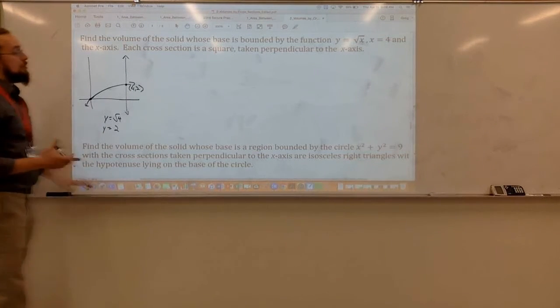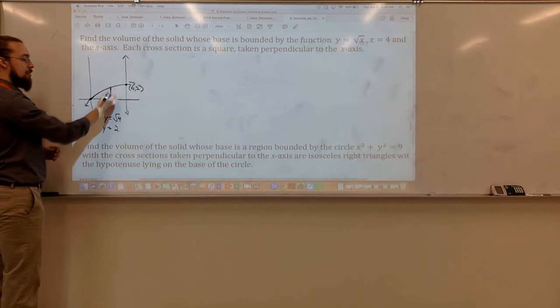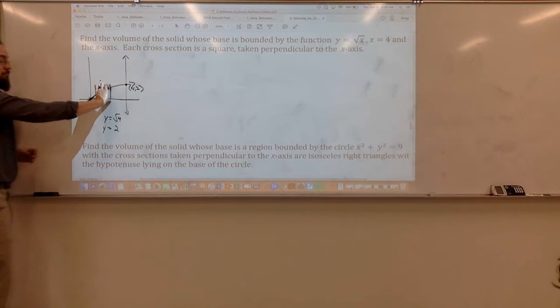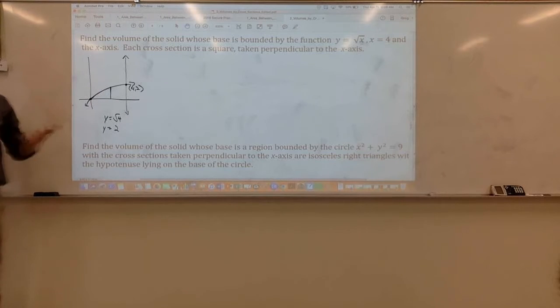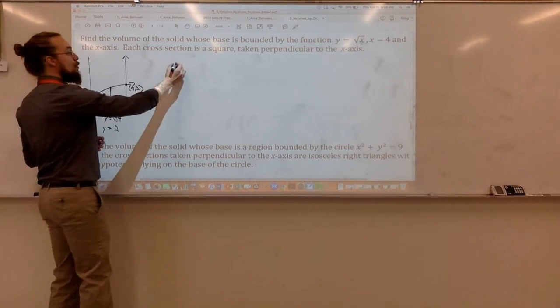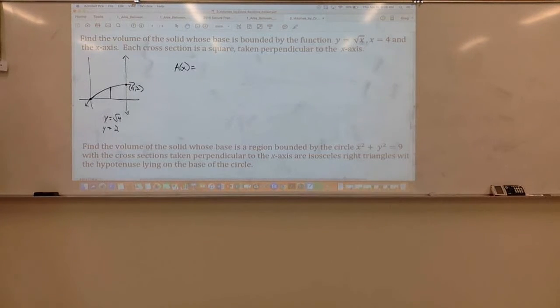So now, what we know is that each cross-section, meaning I've got squares coming out of the board like this, each cross-section is a square here, taken perpendicular to the x-axis. So first, I want to express my area of each of those squares. How would I do that?